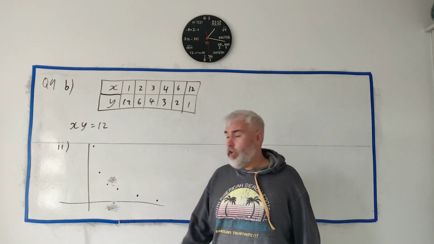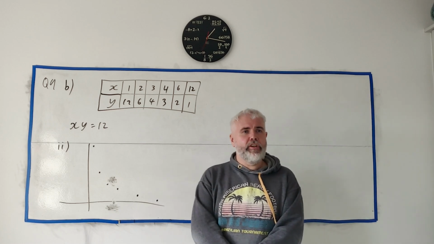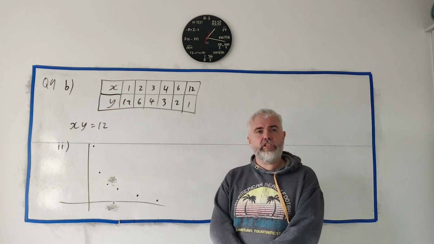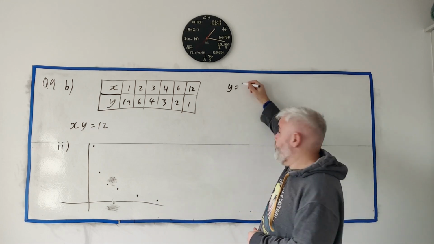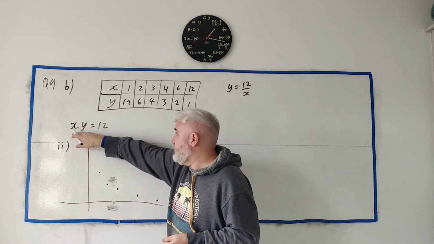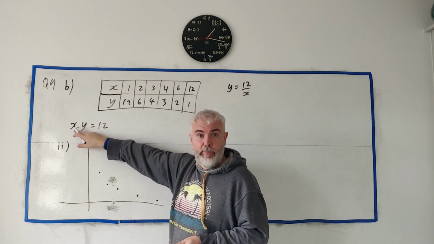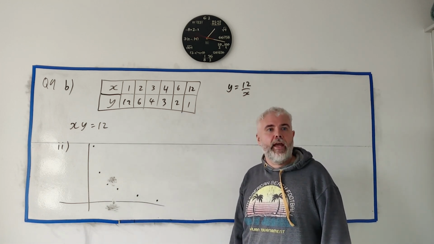And then for part 3, they want us to use this again. They tell us Ava is the girl that's doing this. She realizes the relationship between x and y is equal to 12 over x. Don't know why I'm looking, because obviously it is. x times y is 12. Divide both sides by x. We get y is equal to 12 over x.